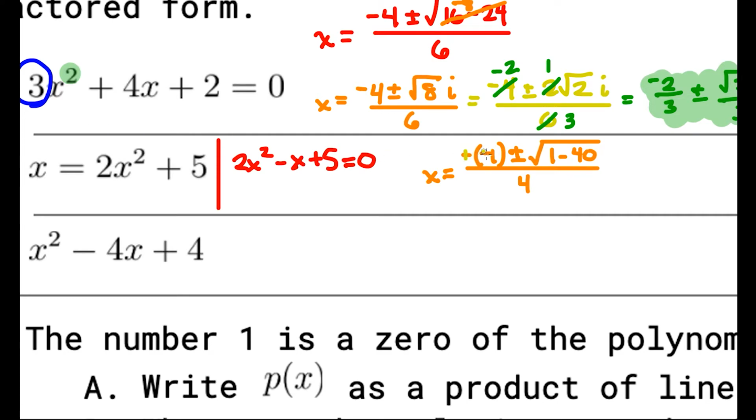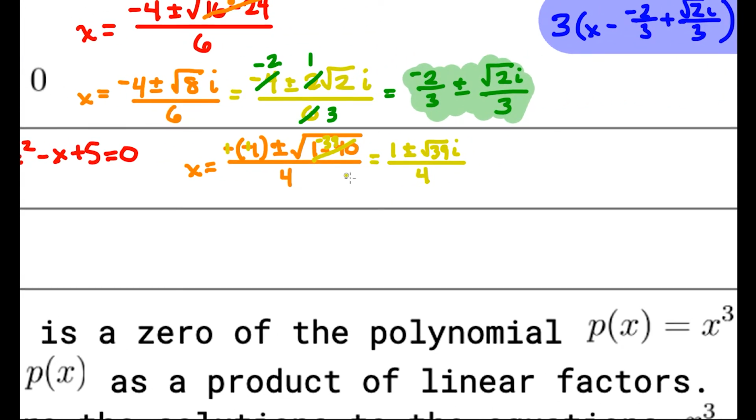Okay, the negative becomes positive, so you're left with 1 plus or minus. This ends up being negative 39, and you can't take the square root of a negative, so I'm just going to pull the i out. So it's going to be the square root of 39i, and then all of this is divided by 4. Okay, so that's the solutions for this problem.